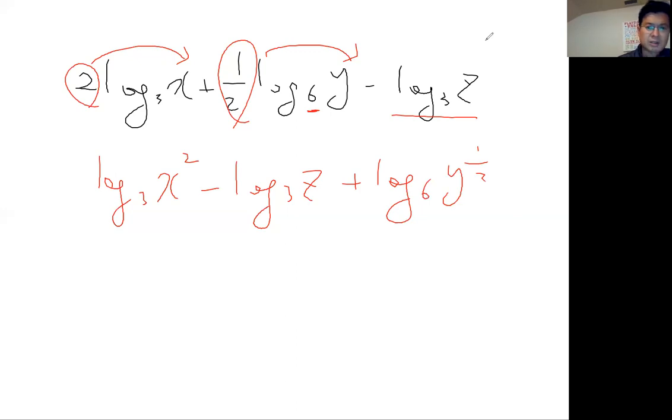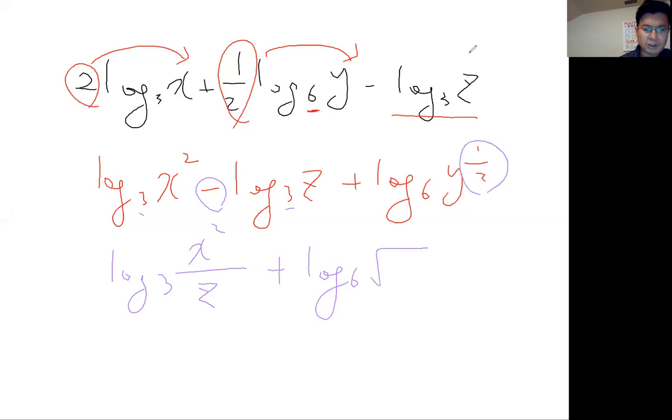And then since it is the same base, but this is division, we do the minus. So log base 6 of 3x squared over z plus log base 6 of y to the 1 half. You can put it as 1 half, or you can put in a radical sign. Either is fine. So this is the answer for this one. If the log base is different, you can't do anything after that.